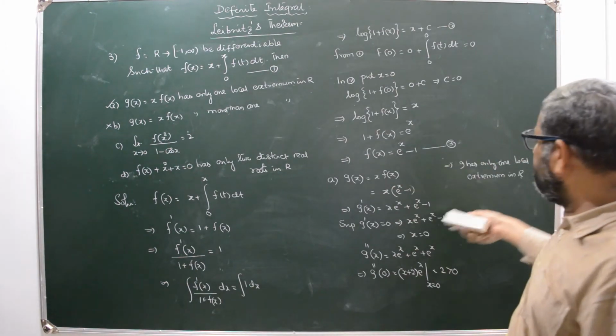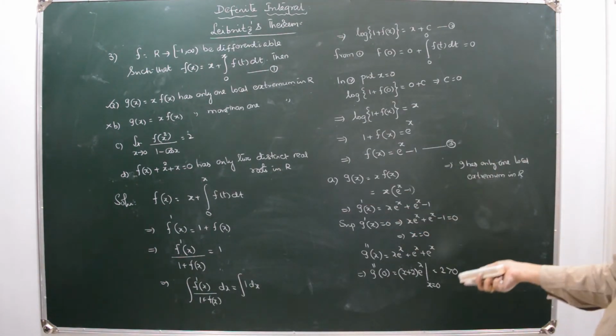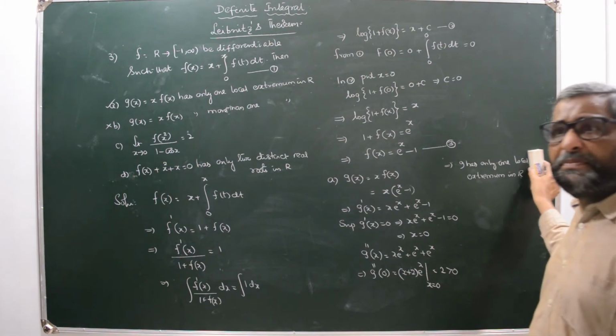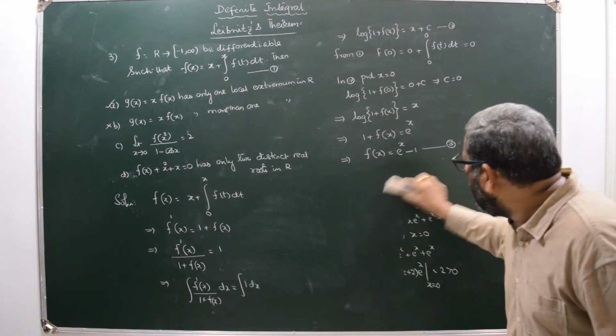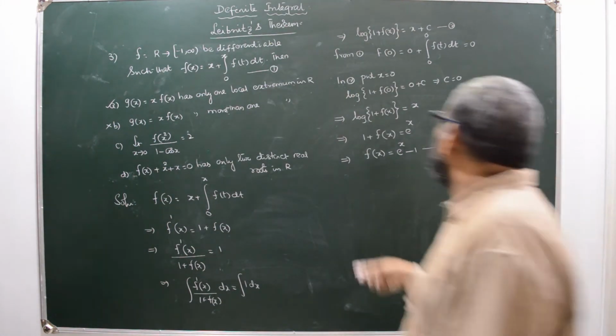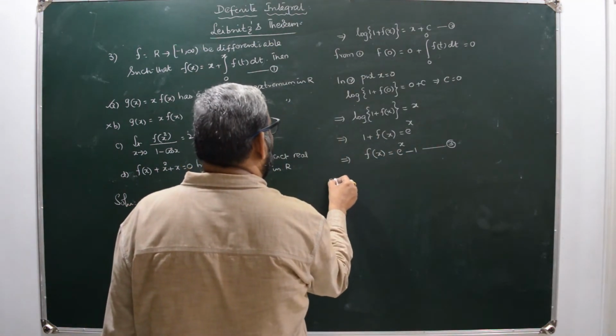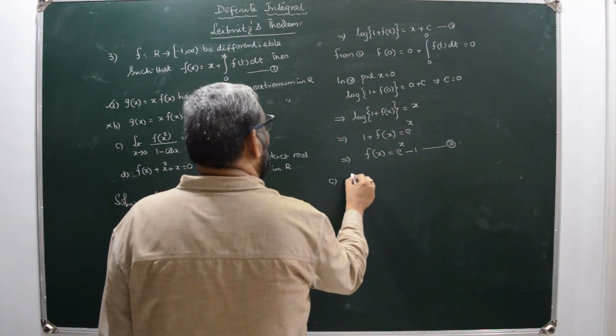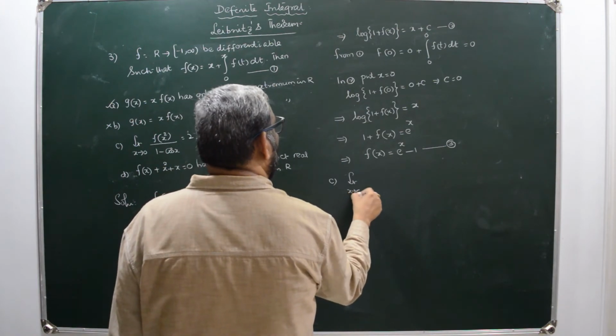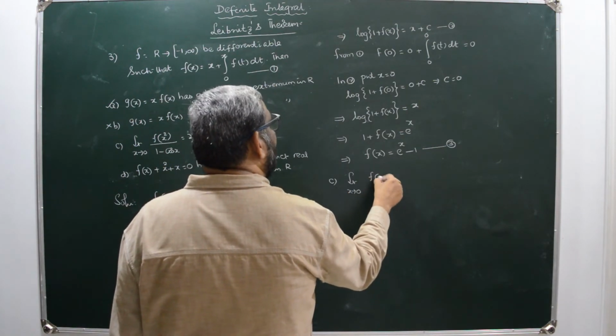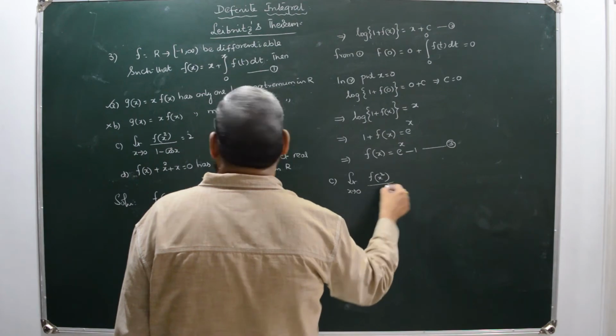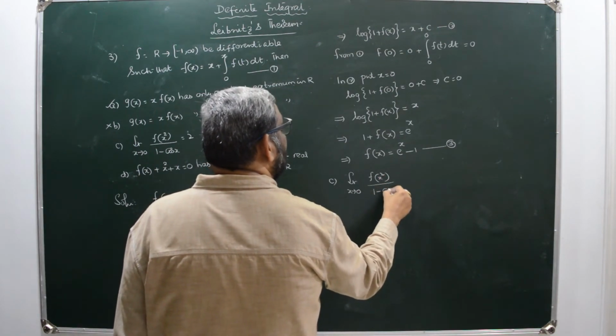Because I'll cancel this one. So this is 2 greater than 0, I'll cancel this one. Now, I'll look into the third bit. What is that? C is equal to, the third one, C. What is C? Limit x tends to 0, f of x square by 1 minus cos x.